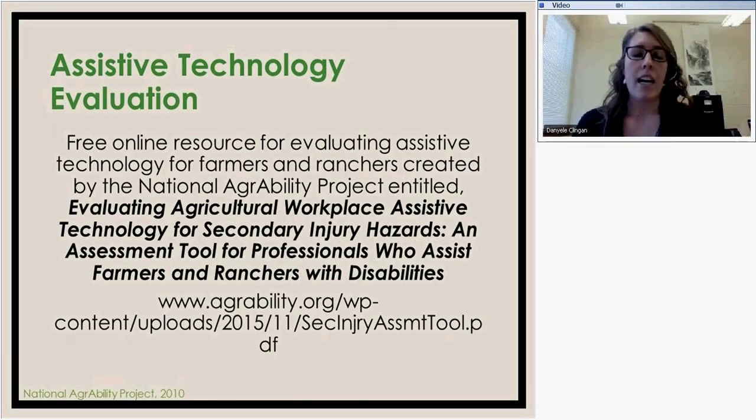On this slide, I have highlighted this resource by the National AgrAbility Project. This is an evaluation manual or tool that you could use when looking at assistive technology and implementing assistive technology with clients. I think this is an especially great resource for students or for those who might be new to assistive technology. You can use this as a resource to go through and consider different areas of the tool that you might be recommending to a client to make sure that it's safe, it's feasible, and it's not going to cause any additional harm or injuries to the individual.